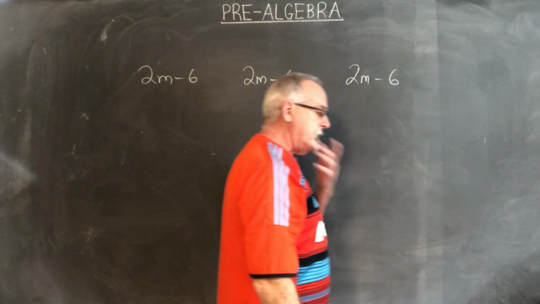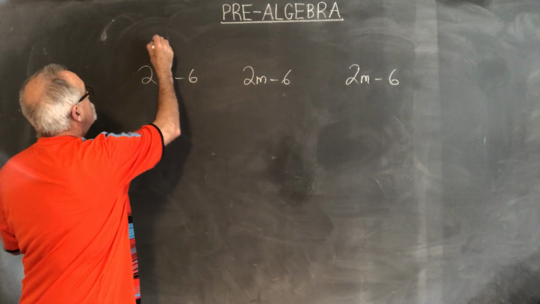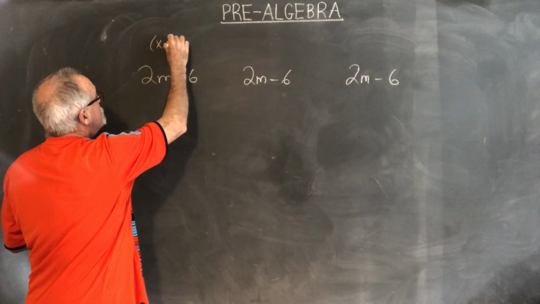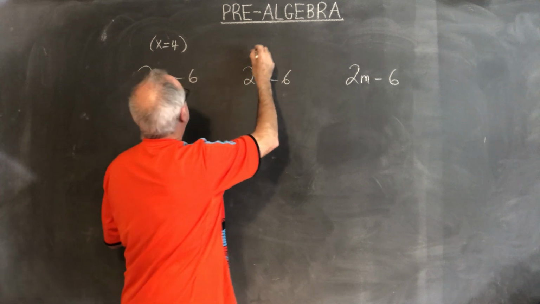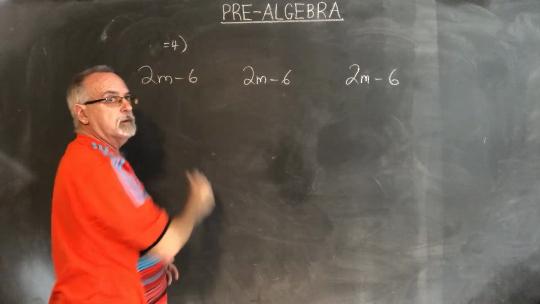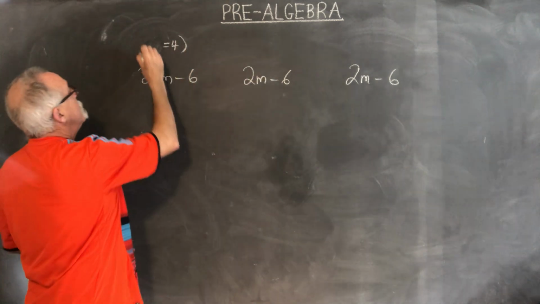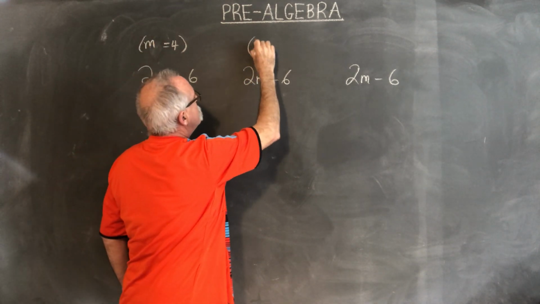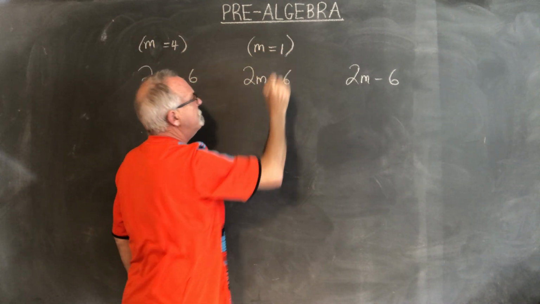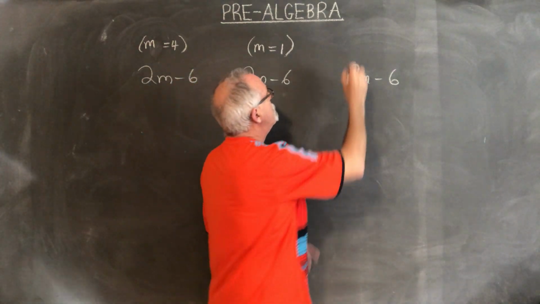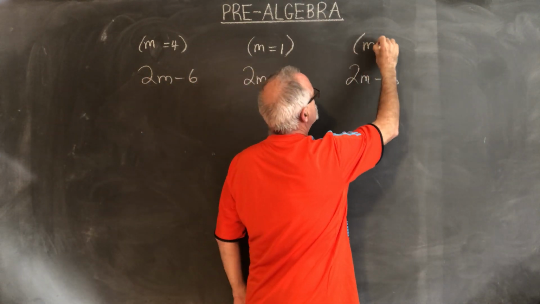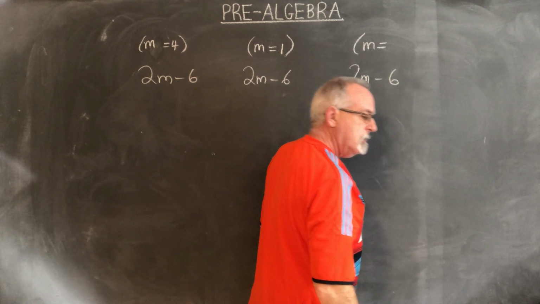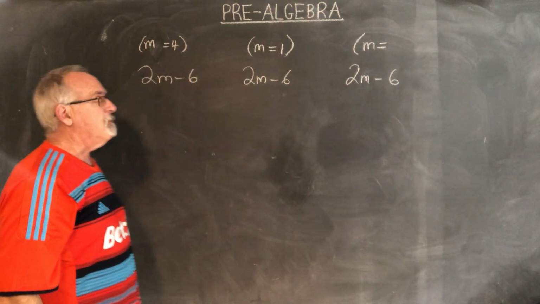And for m, I'm going to use 4. I have to remember my own variables. m is equal to 4, or m equals 1. Something interesting is going to happen here. Or m is equal to, I'll save that one. Do that one as a surprise.